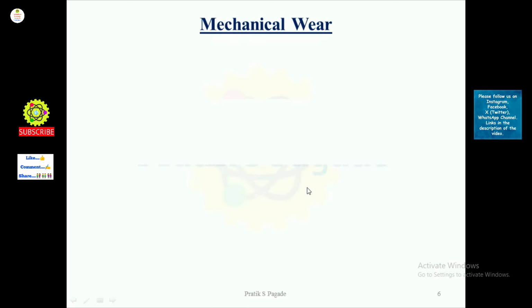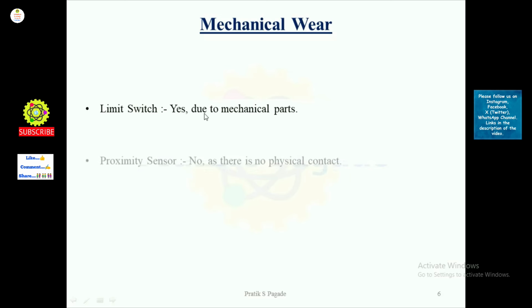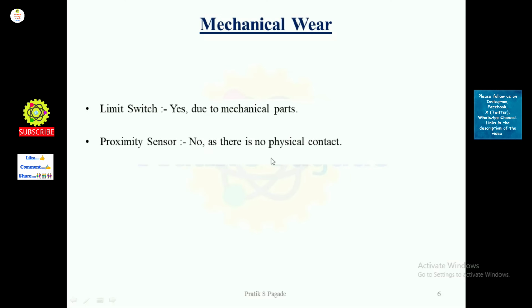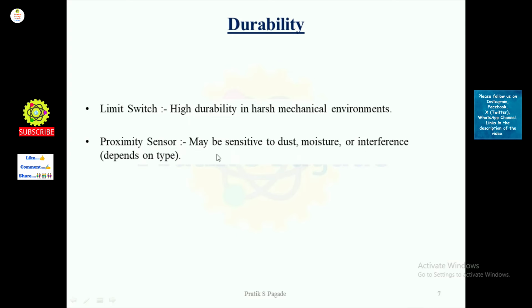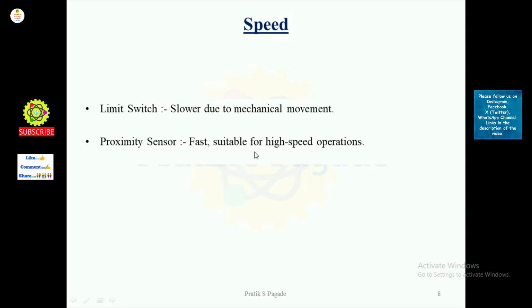For mechanical wear, limit switch: yes, due to mechanical parts, mechanical wear is there. In proximity sensor, there is no physical contact, that's why no wear. For durability, limit switches have high durability in harsh mechanical environments, and proximity sensors may be sensitive to dust, moisture, or interference, depending on type. For speed, limit switches are slower due to mechanical movement, and proximity sensors are fast, suitable for high speed operations.